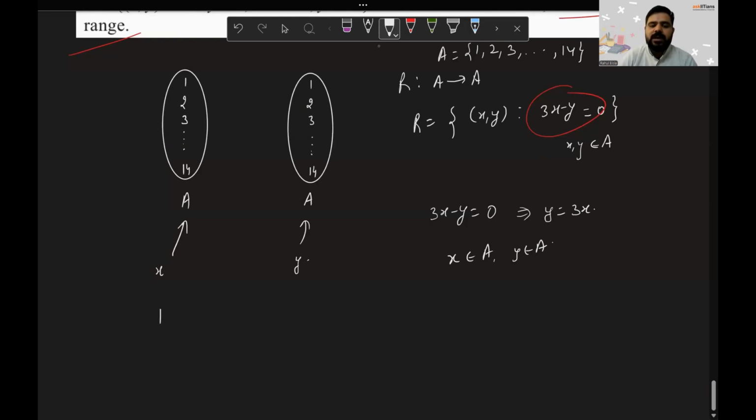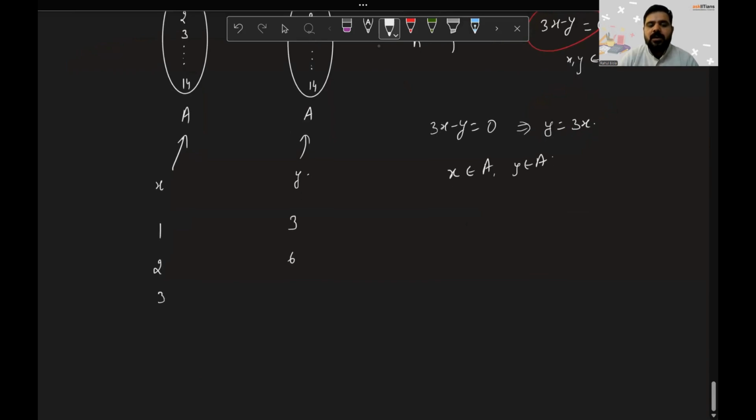X we are taking as 1, 3 times 1 is 3. X will be taken as 2, 3 times 2 is 6. X will be taken as 3, next we'll be getting 9. X will be taken as 4, we'll be getting y as 12. X if we take as 5, 5 times 3 is 15.